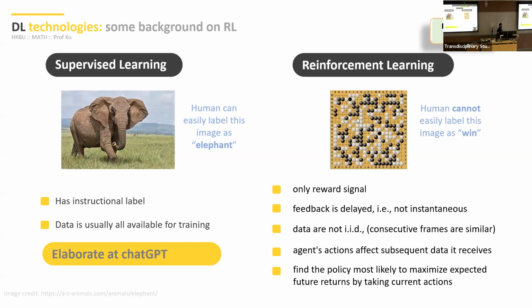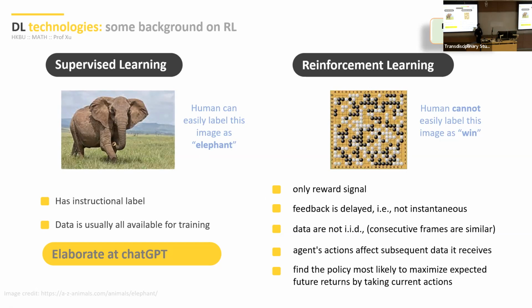When you're dealing with a problem that can be solved by reinforcement learning, usually there's only a reward signal. There's no instructional label, okay? Also, unlike supervised learning, where all the data is available at training time, with reinforcement learning that's not the case, because the data is not available until you make an action. And the action that the agent takes is going to affect the data you're going to receive subsequently.